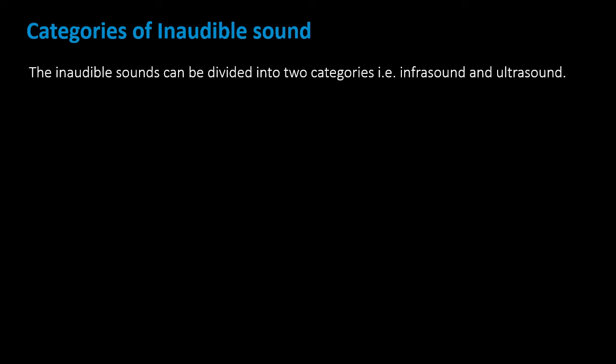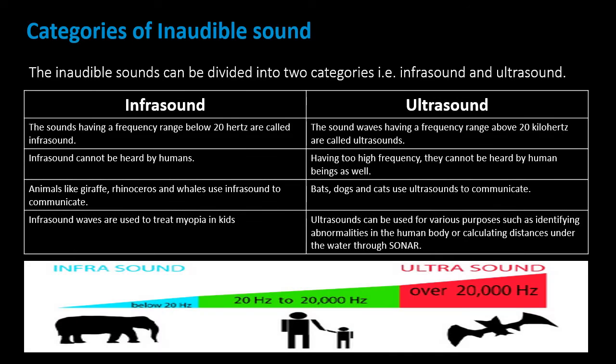Let us now talk about the categories of inaudible sound. The inaudible sounds can be divided into two categories, that is, infrasound and ultrasound. Let us first talk about infrasound. The sounds having a frequency range below 20 Hz are called infrasound. Infrasound cannot be heard by humans.